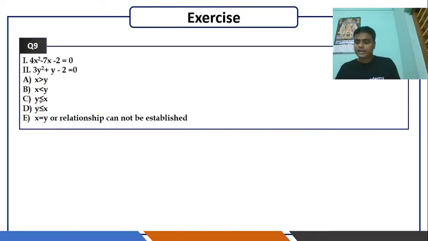Okay, now again 30 seconds. I'll just change option D. It is x less than equal to y.